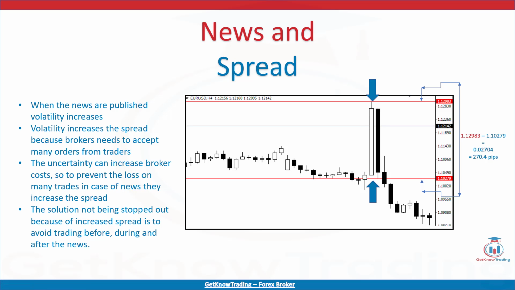The high volatility in this case is not okay for a broker because of uncertainty. The uncertainty can increase broker costs, so to prevent the loss on many trades in case of news, they increase the spread. That increase can sometimes be from 2 pips to 20 or more pips, depending on the pair. The solution to not being stopped out because of increased spread is to avoid trading before, during and after the news.